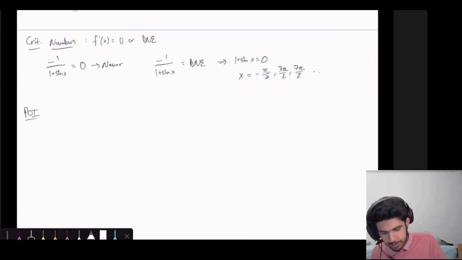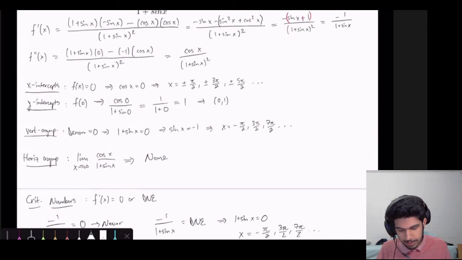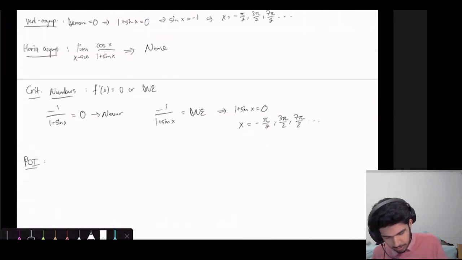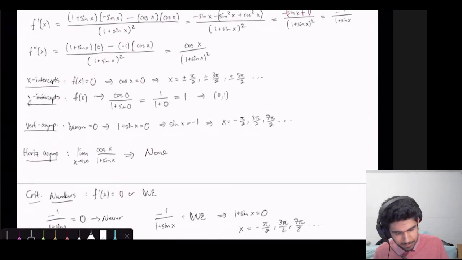Points of inflection is next. So that would be where our second derivative is equal to 0. So we want cosine of x over (1 plus sine x) squared to equal 0. So we want cosine of x to equal 0. That happens at a ton of places. Plus or minus 3 pi over 2. Plus or minus, wait.